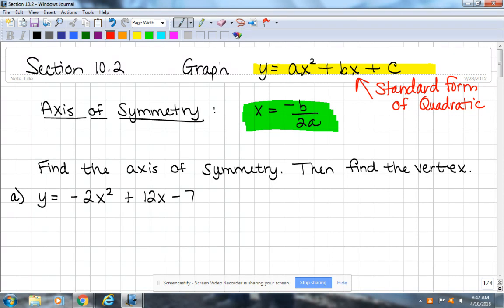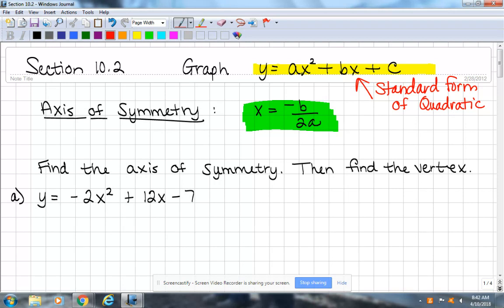So your a term is your term with the x squared. It's the term in front of the x squared. It's your leading coefficient, if you will. And the b term is the term in the middle with just the x. So the a term is with the x squared. The b term is with the x.